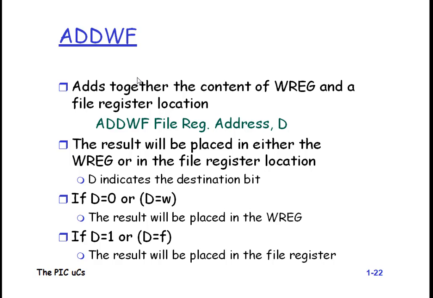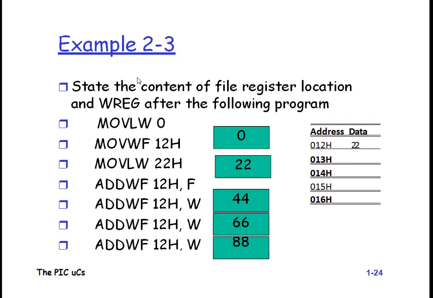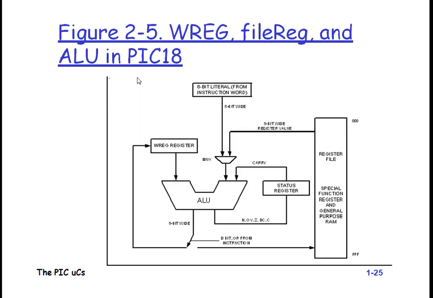If the value of D is equal to 0, or D is equal to W, the result will be placed in the WREG register. If D is equal to 1, or D is equal to F, the result will be placed in the file register. There is another example: the statement asks for the content of the file register location and the W register after the following program, which we will discuss step by step. These examples are also for practice, so you should perform them on your compiler.